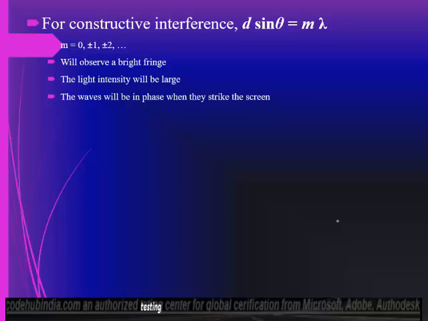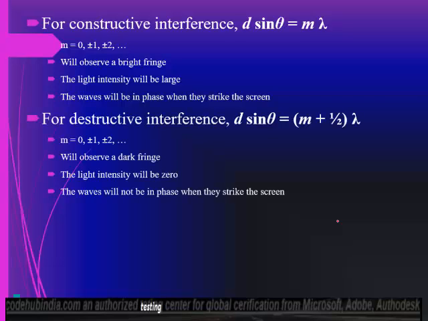On the axis of the wave, we observe the bright fringe. For that, the light intensity will be large and the waves will be in phase at this slit. For destructive interference, d sin theta equal to m plus 1 by 2 lambda. That means m is decreased by the half, and we will observe the dark fringe. Clear? And we observe the dark fringe. Okay?